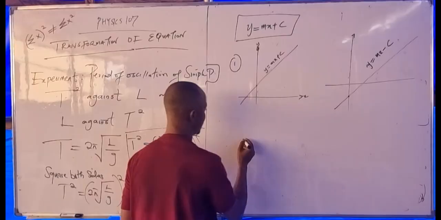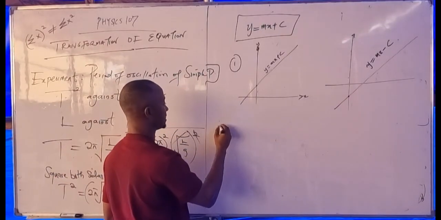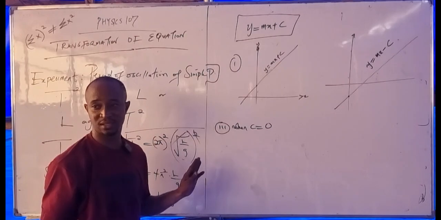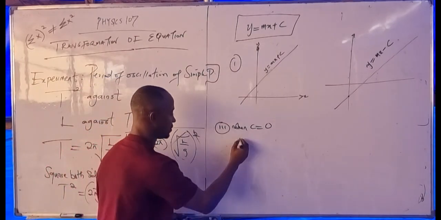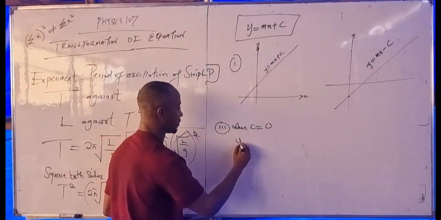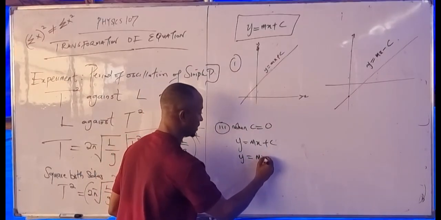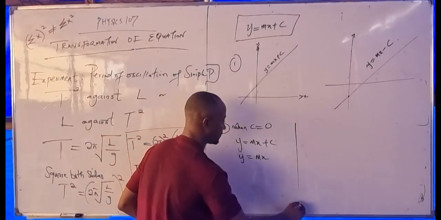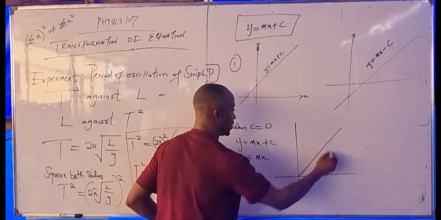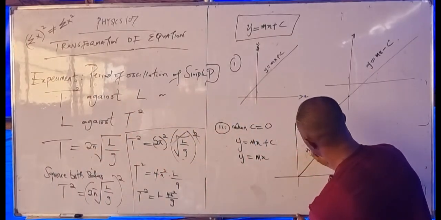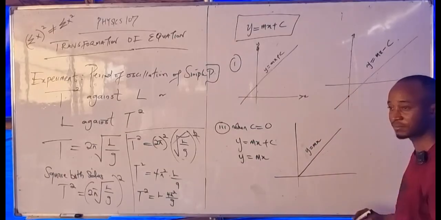So for this graph, if I have a graph of, let's say, number 3, when C is equal to 0, there's no intercept. From here, y equals mx plus c will be what here? y equals mx. So such a kind of graph is a graph that starts from the origin. Are you getting the gist here? So for this, we have y equals mx.